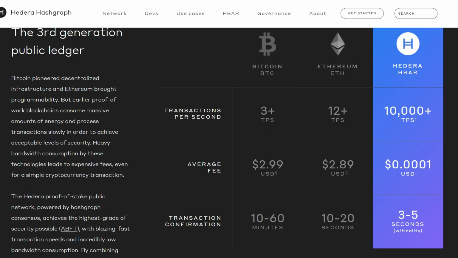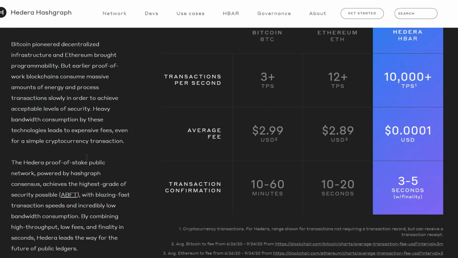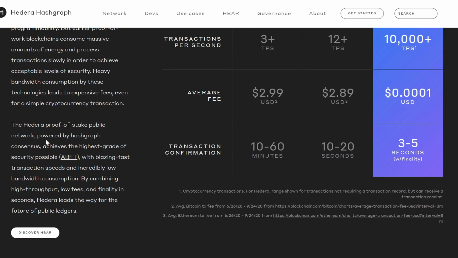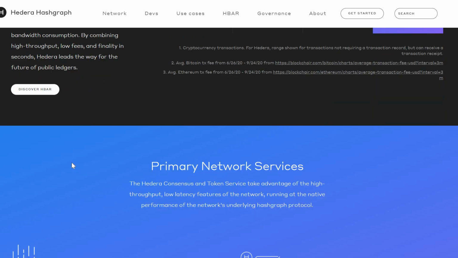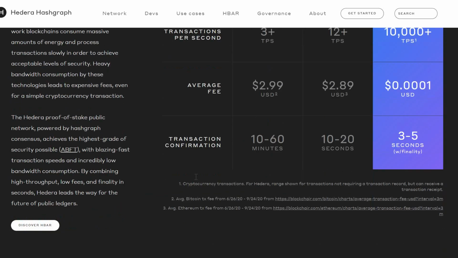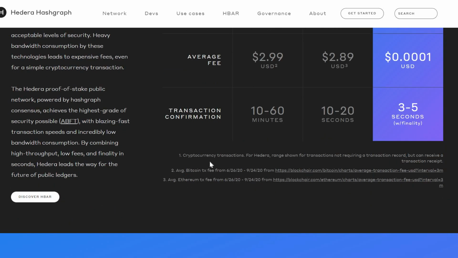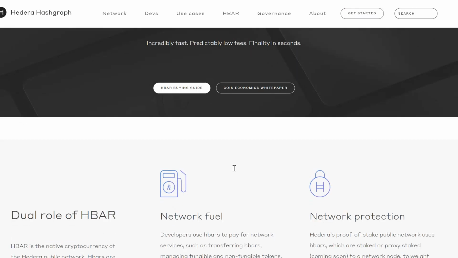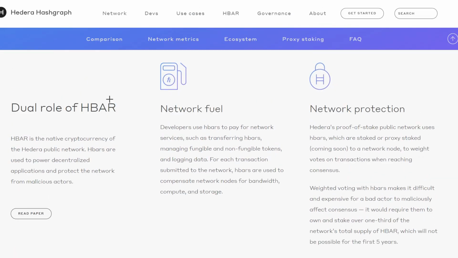So you can see here they say Bitcoin pioneered decentralized infrastructure and Ethereum brought programmability. But earlier proof of work blockchains consume massive amounts of energy and process transactions slowly in order to achieve acceptable levels of security. Hedera, a proof of stake public network powered by Hashgraph consensus, achieves the highest grade. So now you would think in reading that this is a blockchain. Well, the truth is this is not a blockchain. This is a decentralized ledger built on a graph.